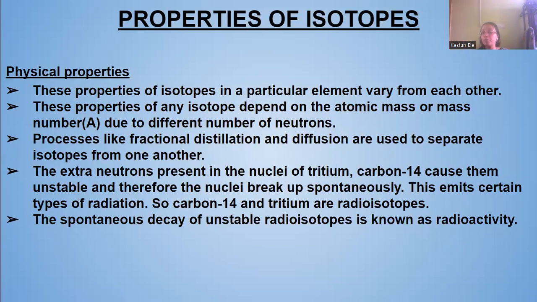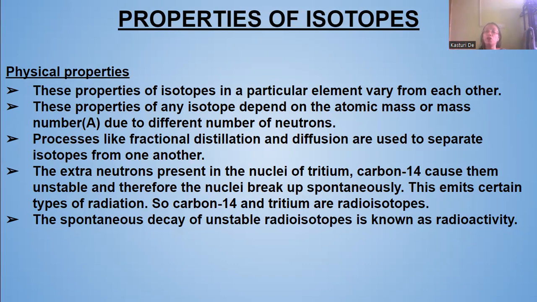Next we move on to the physical properties. Physical properties of the isotopes will vary. These properties of isotopes of a particular element vary from each other. They depend on the atomic mass or mass number, that is, on the number of neutrons. That's why the physical properties of the isotopes vary from one atom to another. Processes like fractional distillation and diffusion are used to separate these isotopes from one another.